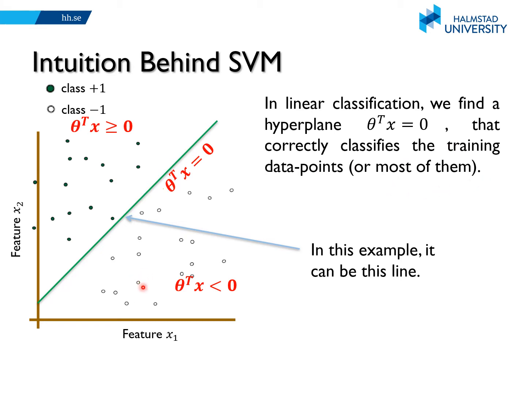For example, if we take this data point x, theta transpose x is negative, so the predicted class is -1, and the true class is also -1. If we take this data point x, theta transpose x is positive, so the predicted class is +1, and the true class is also +1. And this is the case for all the training examples. So this classifier basically has 0 error on our training dataset. It correctly classifies all the training examples.